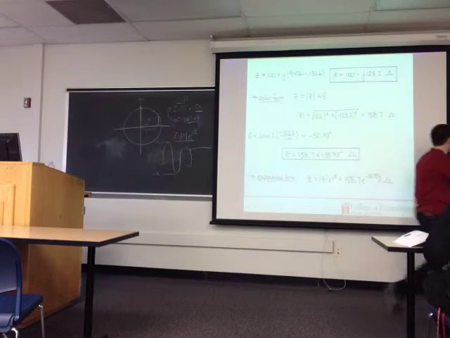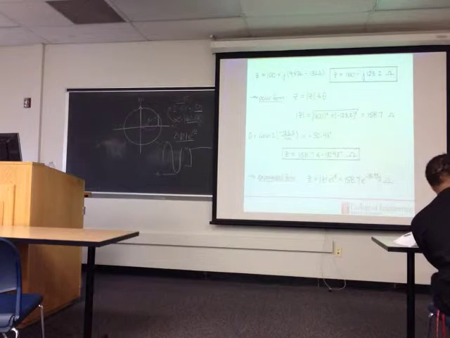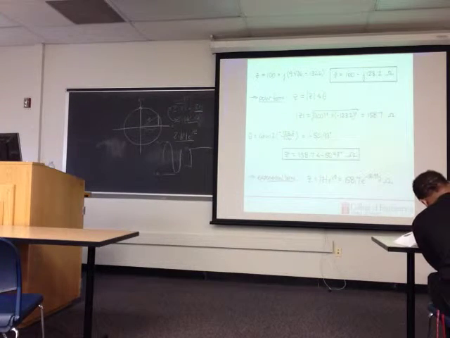So let me write out that Z is equal to the magnitude of Z at an angle of theta. This is equal to the magnitude of Z times e to the j theta.